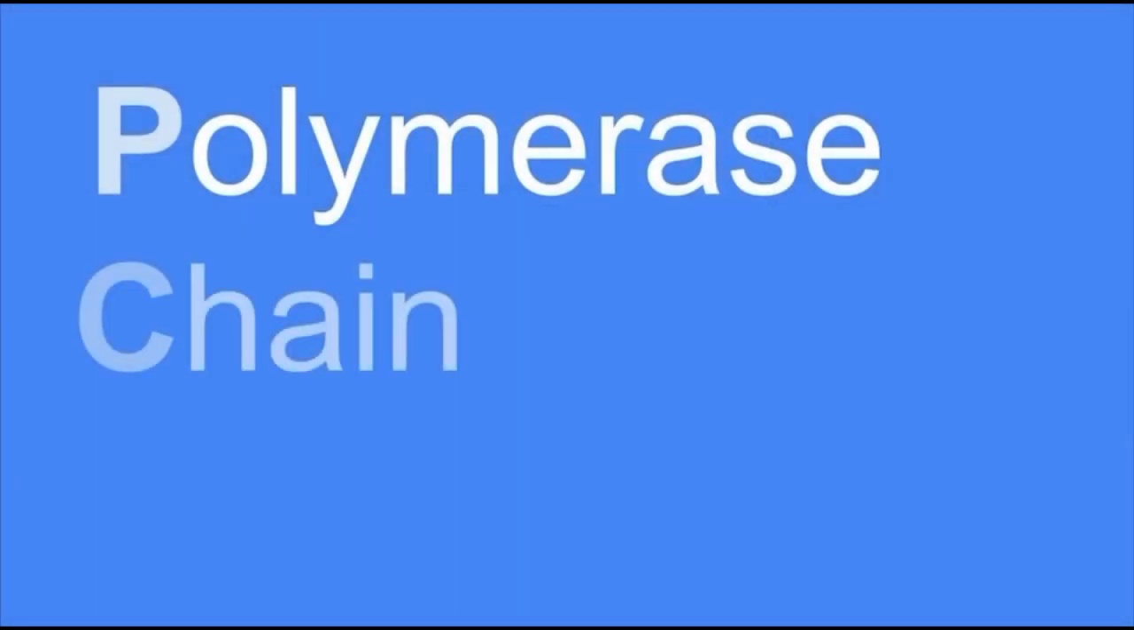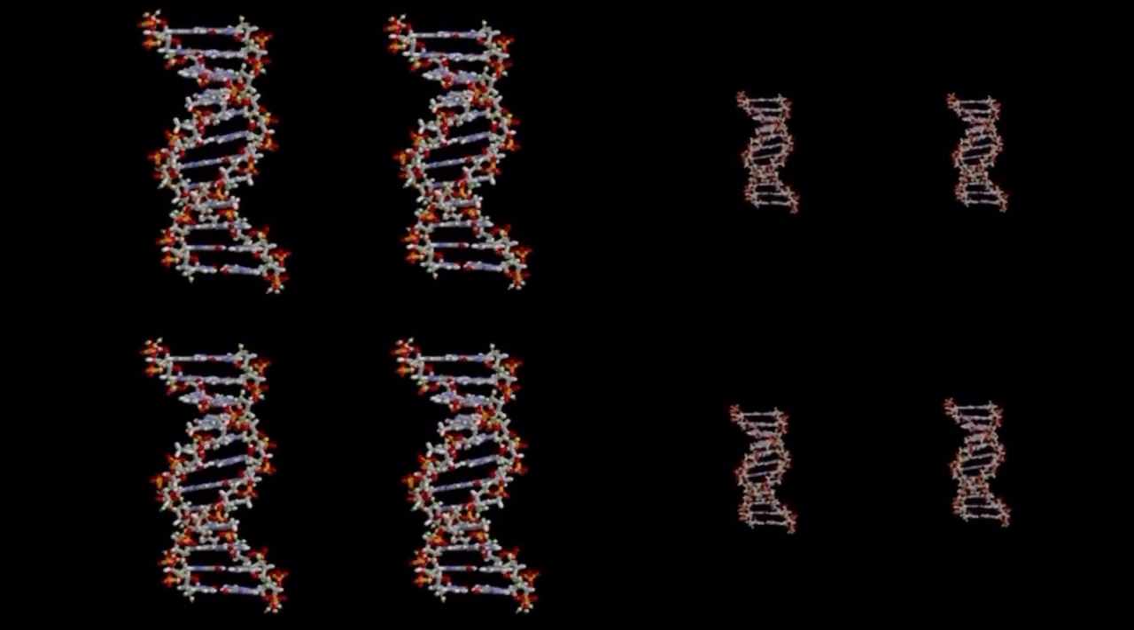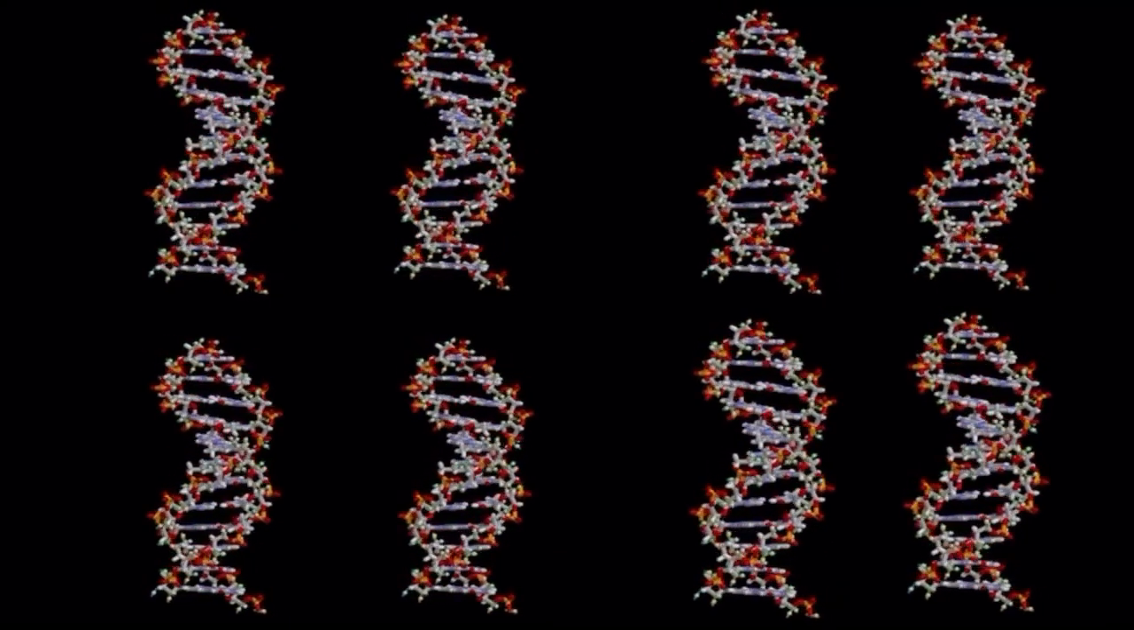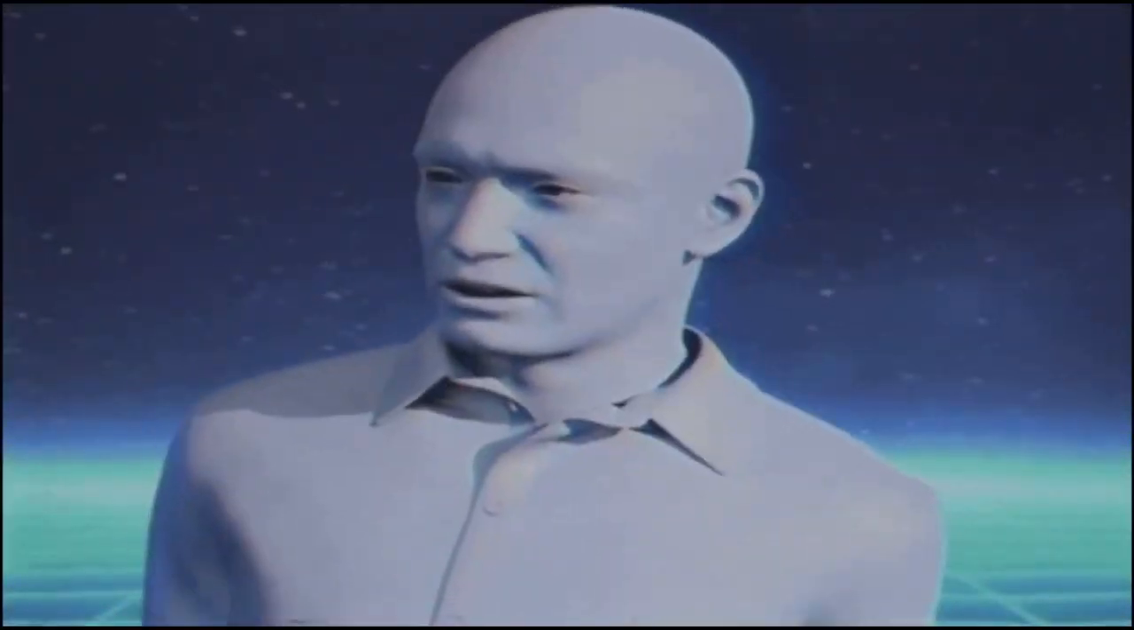PCR stands for polymerase chain reaction. PCR is a technique used to rapidly amplify a specific segment of DNA. This allows for the detection and identification of gene sequences using visual techniques. How is this done, you hear me ask?